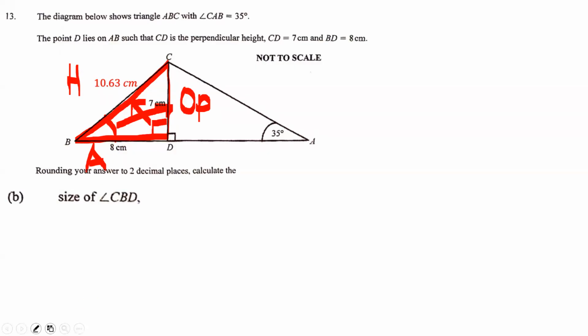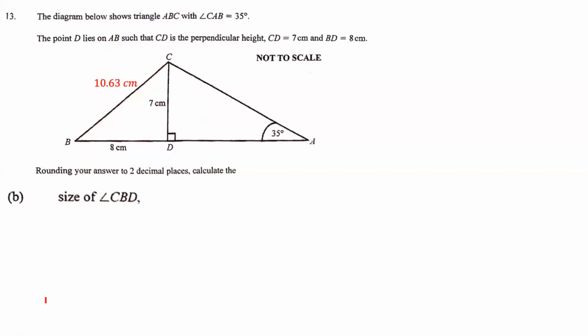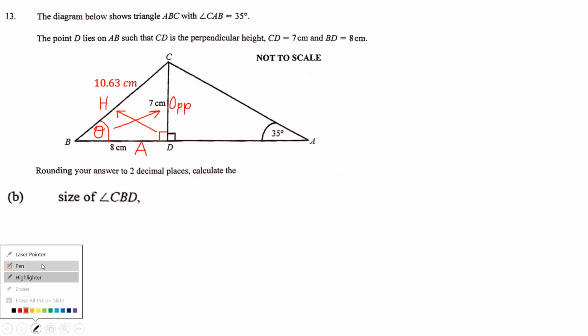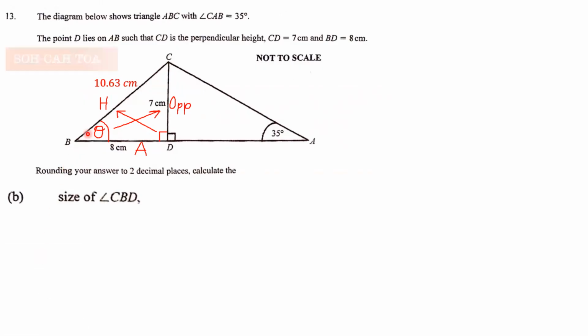And so let's write that down properly. If we were to write that down properly, we have that this side is H, this side is the opposite, and that side is the adjacent. And so here we can use SOHCAHTOA. SOHCAHTOA tells us that sine is going to be equal to the opposite divided by the hypotenuse.